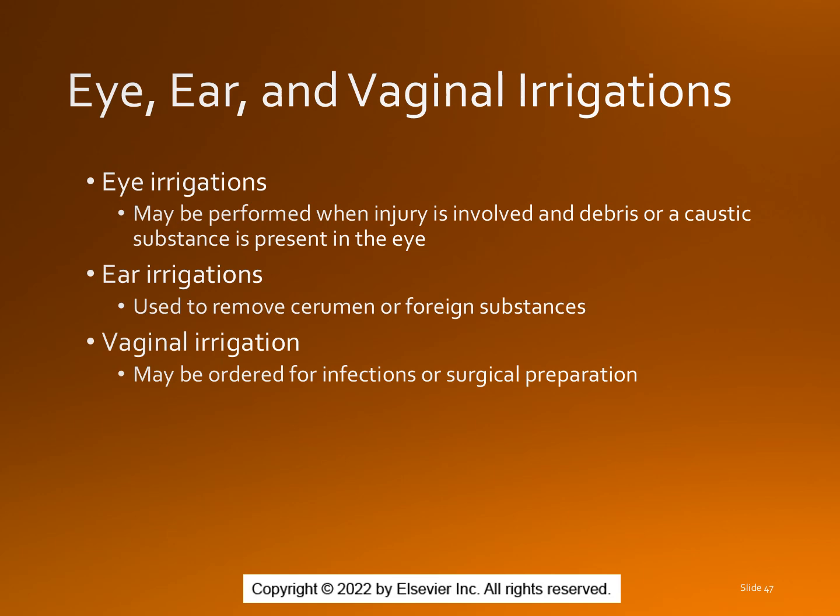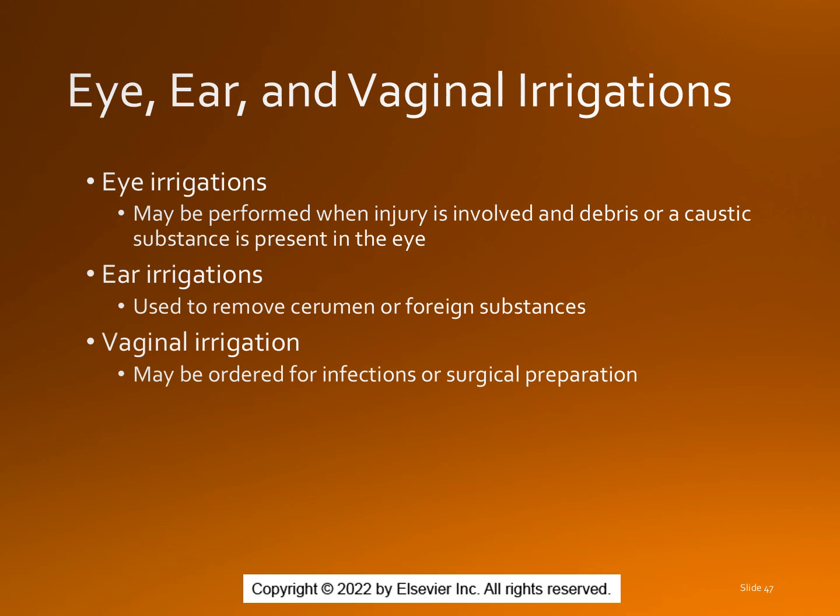Ear irrigations are used to remove cerumen or foreign bodies that occlude the ear canal and prevent sound from reaching the tympanic membrane. Ear irrigation is ordered by the primary care provider and should not be performed if there is any possibility that the tympanic membrane could be perforated.